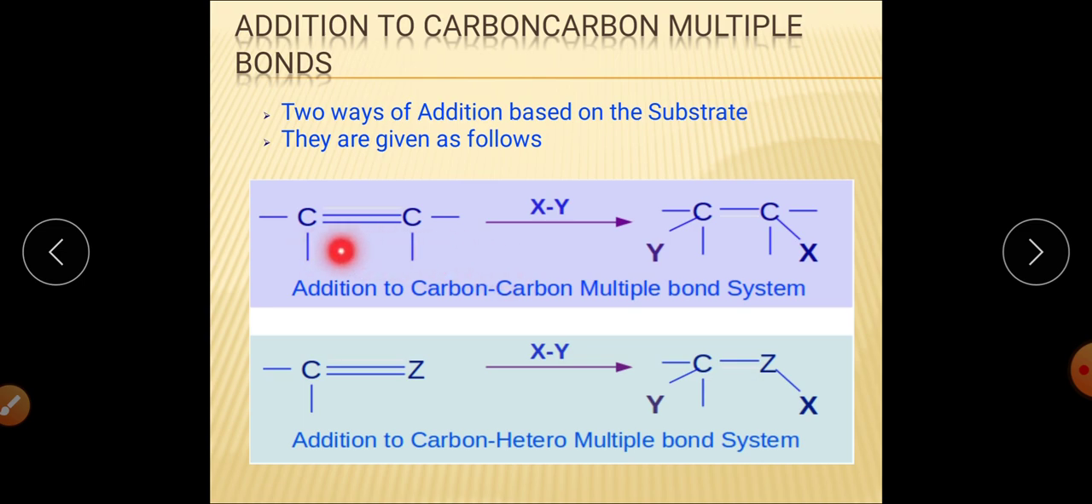In this chapter we are going to discuss addition to carbon-carbon multiple bonds, in which we will discuss alkene and alkyne addition. In the next chapter we will discuss addition to carbon-hetero multiple bonds, in which we generally discuss carbonyl chemistry or the C-N bond.